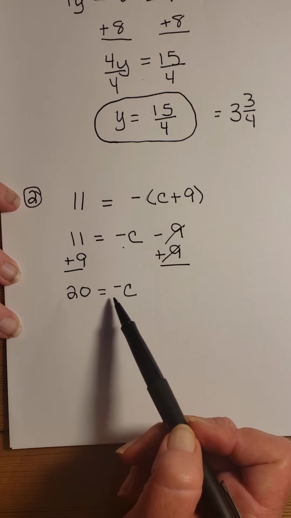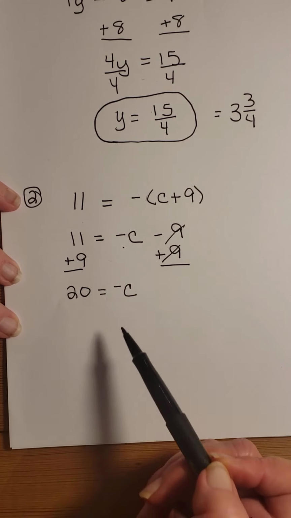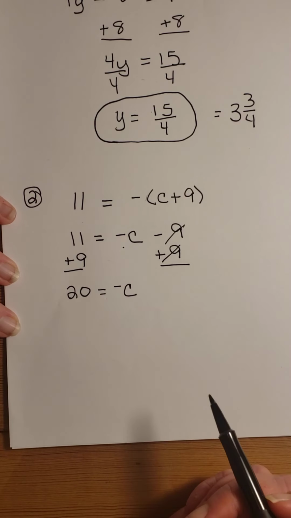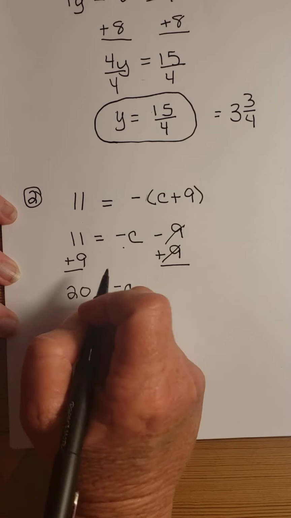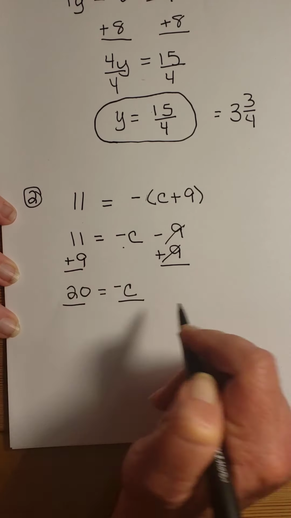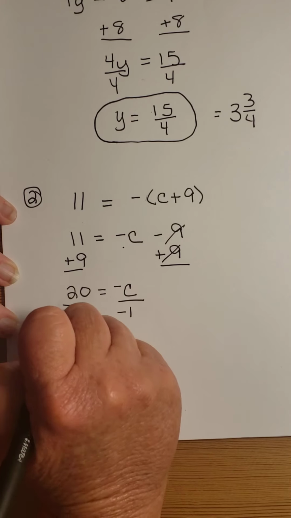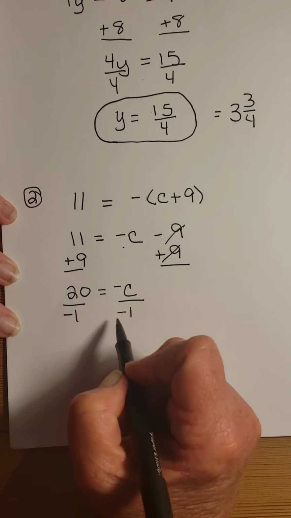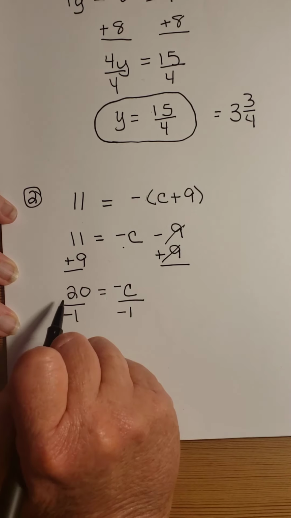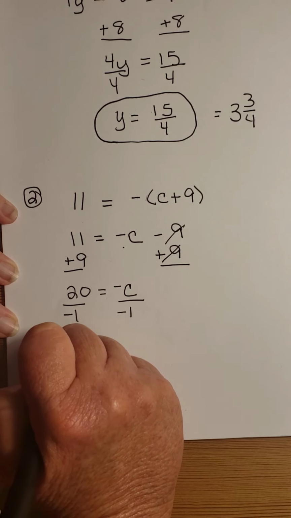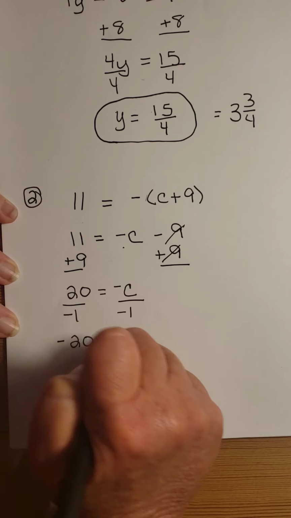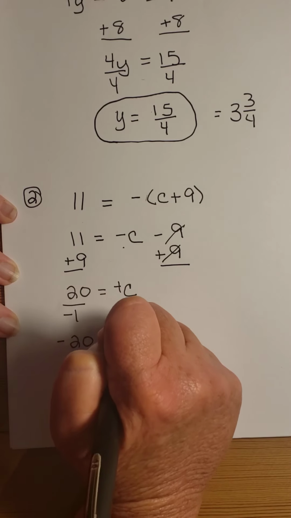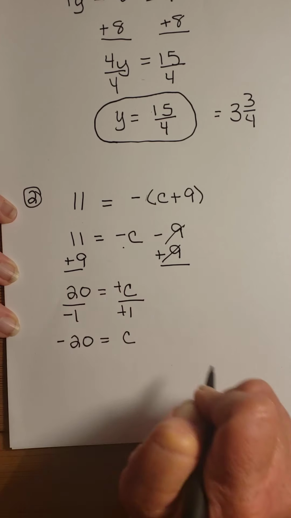Now, we cannot leave the negative with the c. Remember, a variable needs to be alone. So in order to eliminate the negative, we divide by that invisible negative 1. Remember, that's a negative 1 times c. So we divide both sides by negative 1. So that would be 20 divided by negative 1 is negative 20 equals, and a negative c divided by negative 1, the negatives cancel so that we just have c.